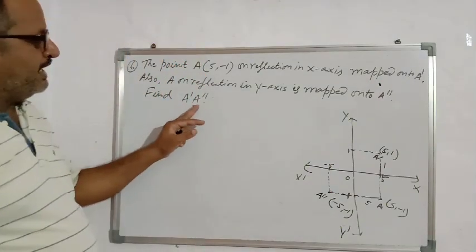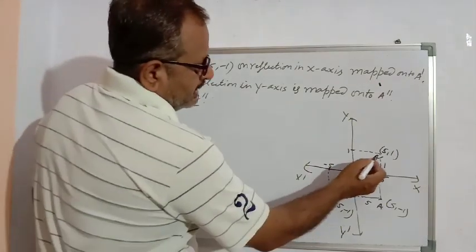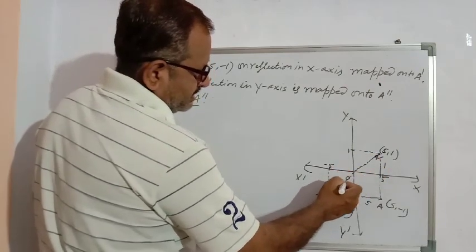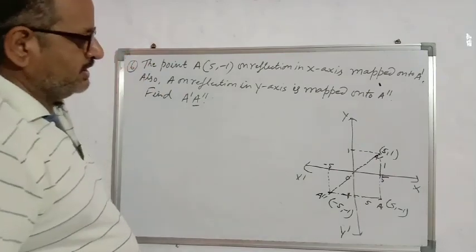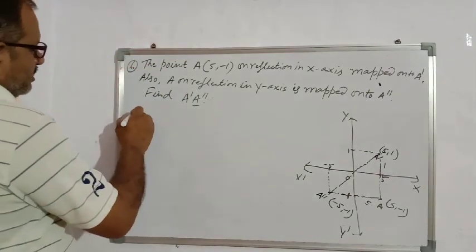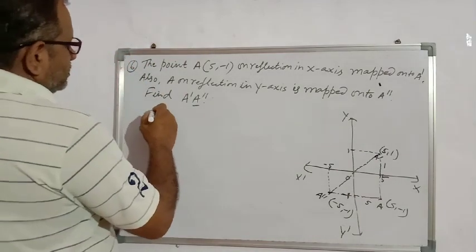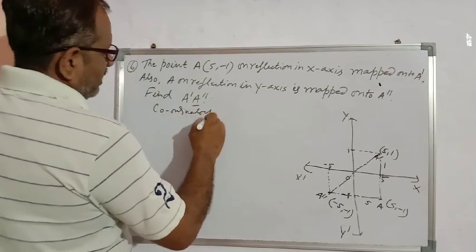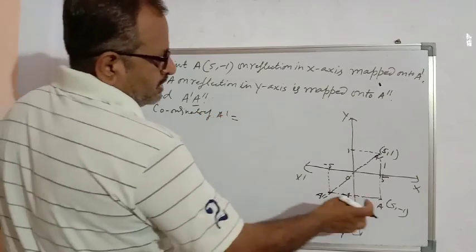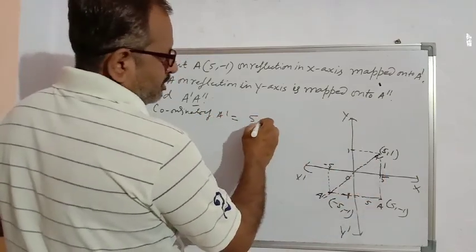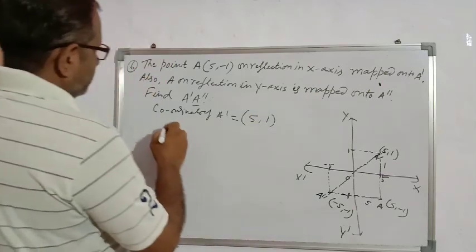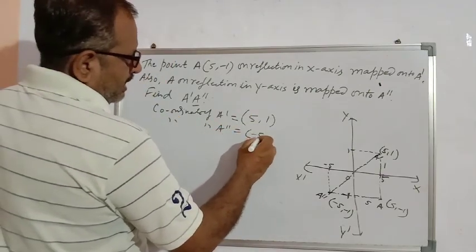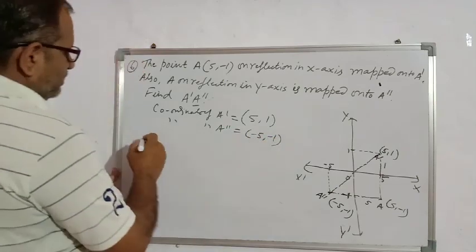Now we have to find A dash, A double dash. A dash is this, A double dash. We have to find this distance. So using distance formula we can find. So what will be the coordinates? Coordinate of A dash will be 5, 1. And coordinate of A double dash, minus 5, minus 1.